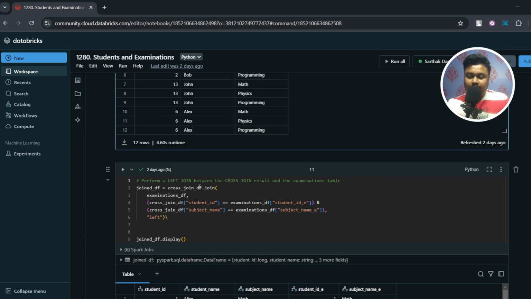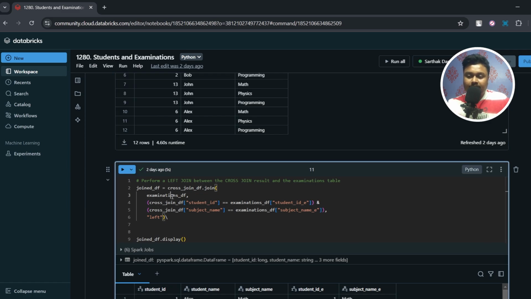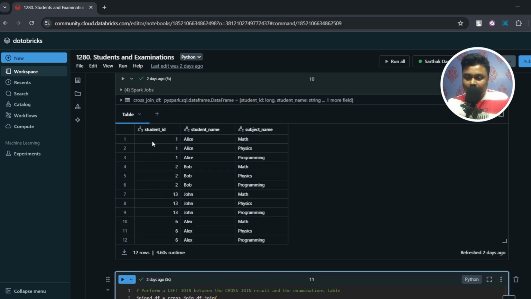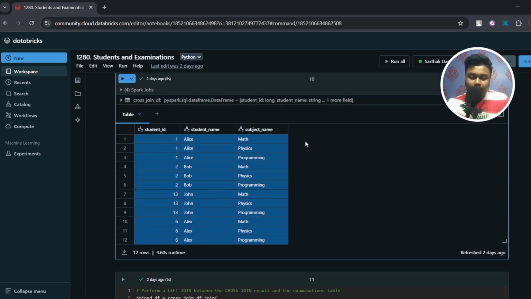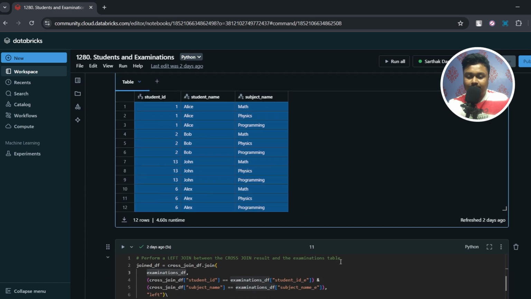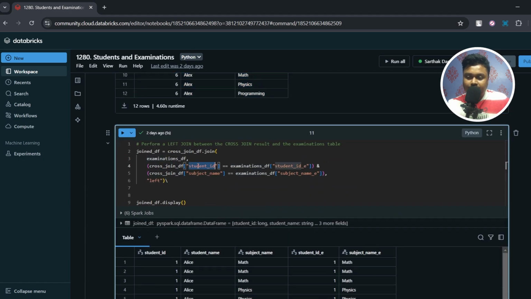Now this cross join df, I'm going to join with examinations, and I'm going to do a left join here, so that for all these records, I'm now going to map the examinations with them. Basically, I'm going to use student ID from cross join df and map them with examination df student ID, and similarly subject name from cross join df, I'm going to map with subject name of examination.